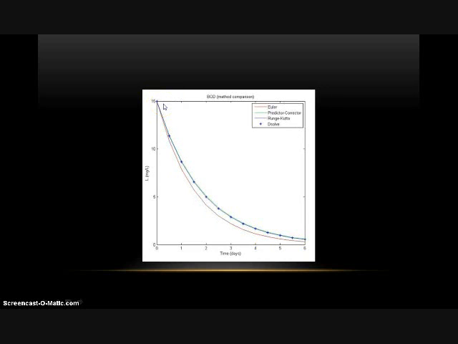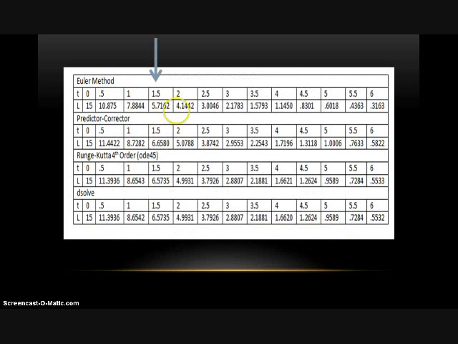Alright, so here are the graphs of all of them put on top of each other. As you can see, the Euler in red is slightly lower than the other three methods. And then lastly, for part A, we will clearly mark what the oxygen equivalent concentration is after 1.5 days.